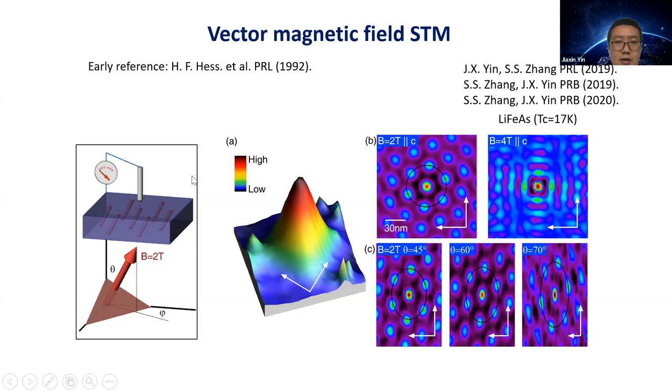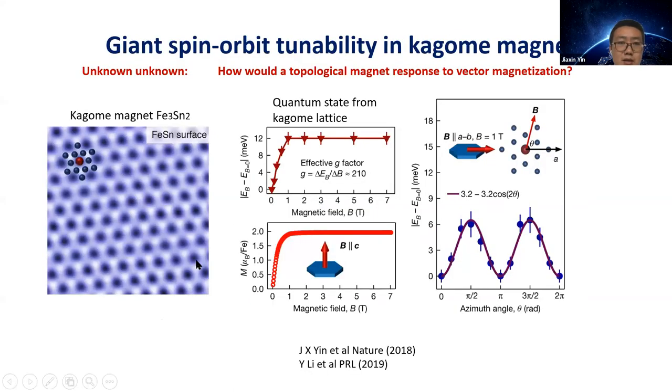We do find that if we increase a c-axis magnetic field, there can be a hexagonal to quasi-square vortex lattice transition. And if we tilt a two Tesla magnetic field toward the in-plane direction, there can be a systematic elliptical distortion of the hexagonal vortex lattice. So this systematic vortex lattice symmetry manipulation allows us to further recalibrate our vector-field STM system. Then with this calibrated system, we studied a soft magnet, iron tin.